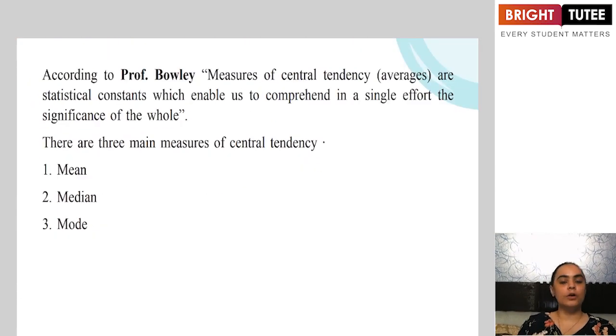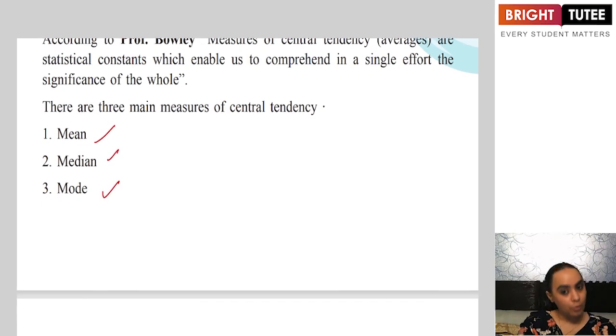And now, according to Professor Bowley, measures of central tendency are those constants, those numbers which are derived statistically, derived in numbers, by statisticians, because they want to comprehend, they want to understand the significance of the whole. So with the help of one number, the entire data is studied. What are the three measures of central tendency? We have mean, median, and mode.